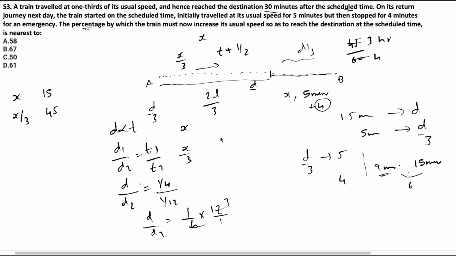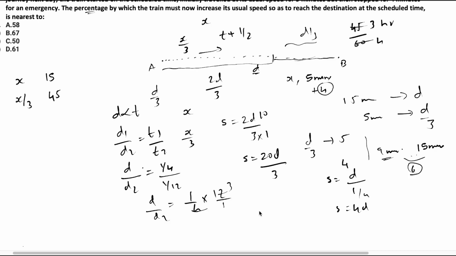So the speed required to complete the remaining journey of 2d by 3 will be speed is equal to 2d by 3, and time left is 6 minutes, which is 1/10. 1/10. So the speed here will become s is equal to 20d by 3. Now if you look at the usual speed, it will be speed is equal to d, the total distance, divided by time, which is 15 minutes. You can write it as 1/4. So 1 divided by 4, 4 goes to numerator, s is equal to 4d. This is the usual speed.